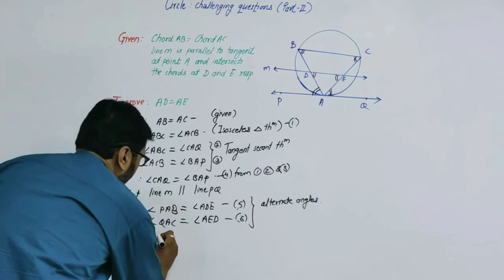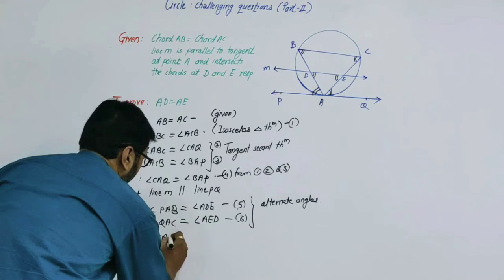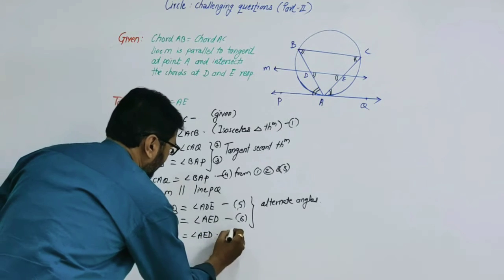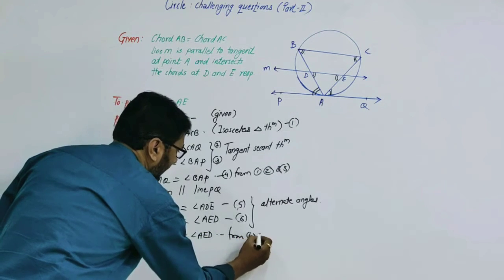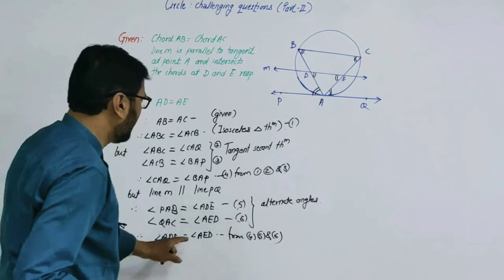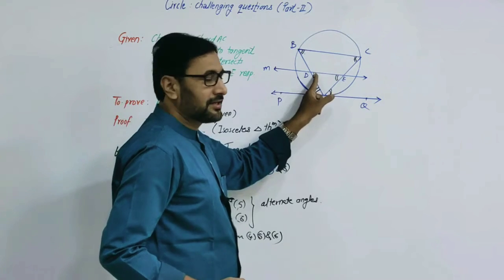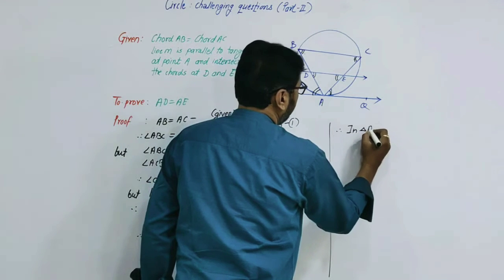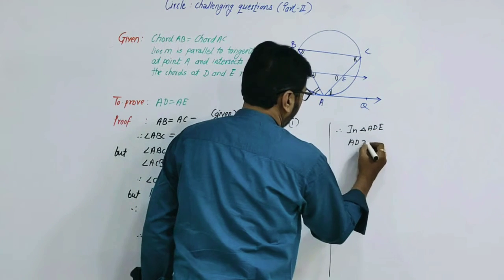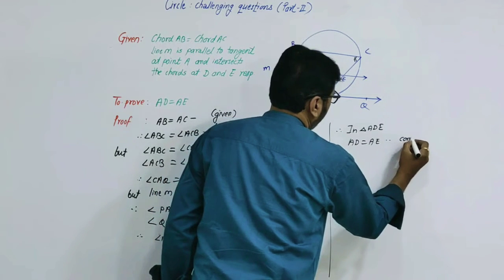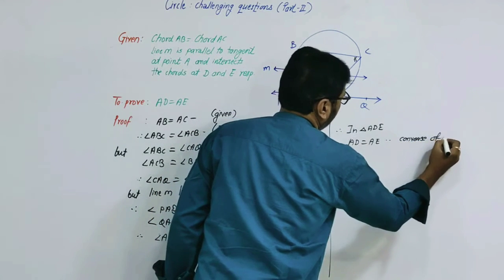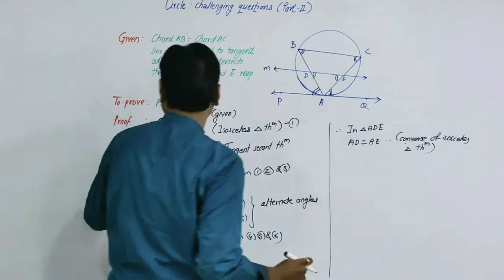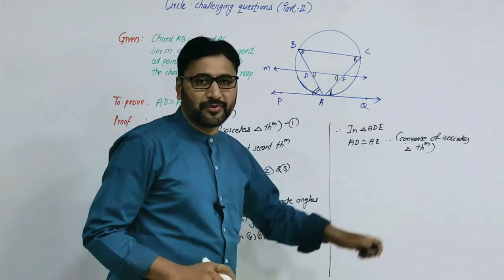So therefore, angle ADE is equal to angle AED from 4, 5 and 6. ADE is equal to AED. If these two angles are equal, I will write, therefore in triangle ADE, AD is equal to AE, converse of isosceles triangle theorem. AD is equal to AE. We got the required proof.